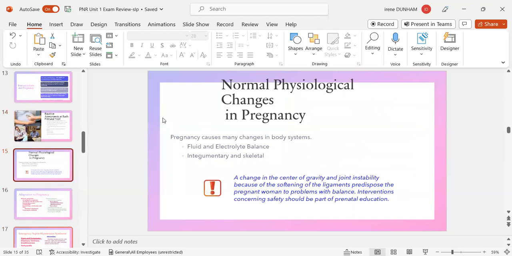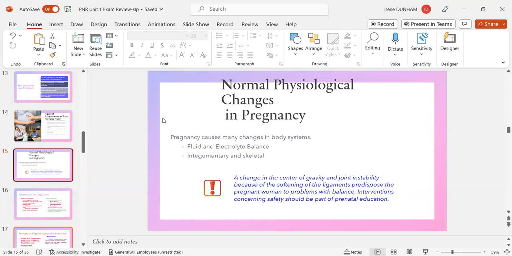So, some normal physiological changes in pregnancy. Remember, pregnancy causes many changes. I gave you that great sheet on the normal physiological changes. You have fluid and electrolyte balance, and remember the skin and your skeletal differences. And this is a safety issue: a change in the center of gravity and joint instability, because of the softening of the ligaments, which predispose the pregnant woman to problems with balance. Interventions concerning safety should be part of prenatal education.